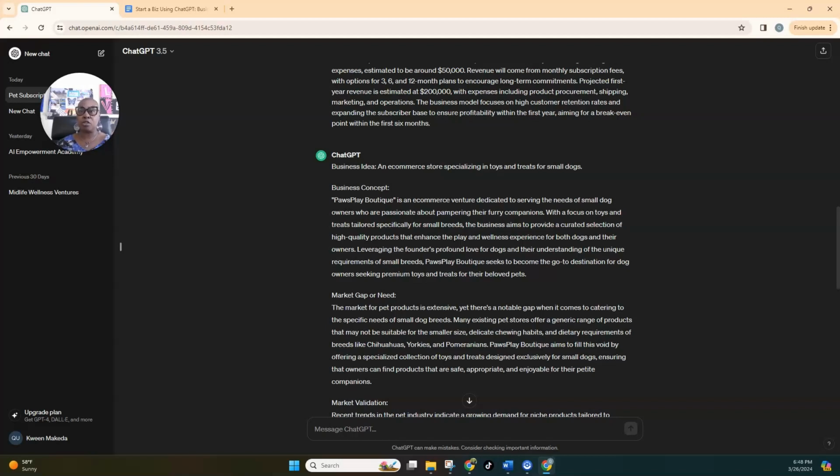Many existing pet stores offer a generic range of products that may not be suitable for the smaller size, delicate chewing habits, and dietary requirements for breeds like Chihuahuas, Yorkies, and Pomeranians. Paws Play Boutique aims to fill this void by offering a specialized collection of toys and treats designated exclusively for small dogs, ensuring that owners can find products that are safe, appropriate, and enjoyable for their petite companions.